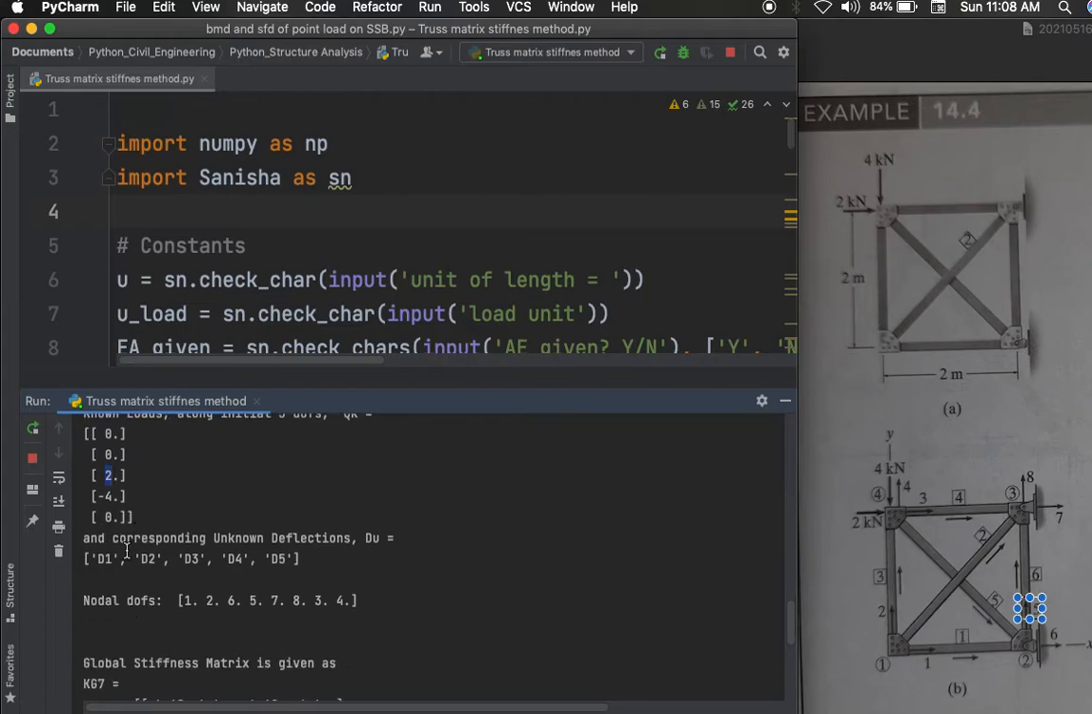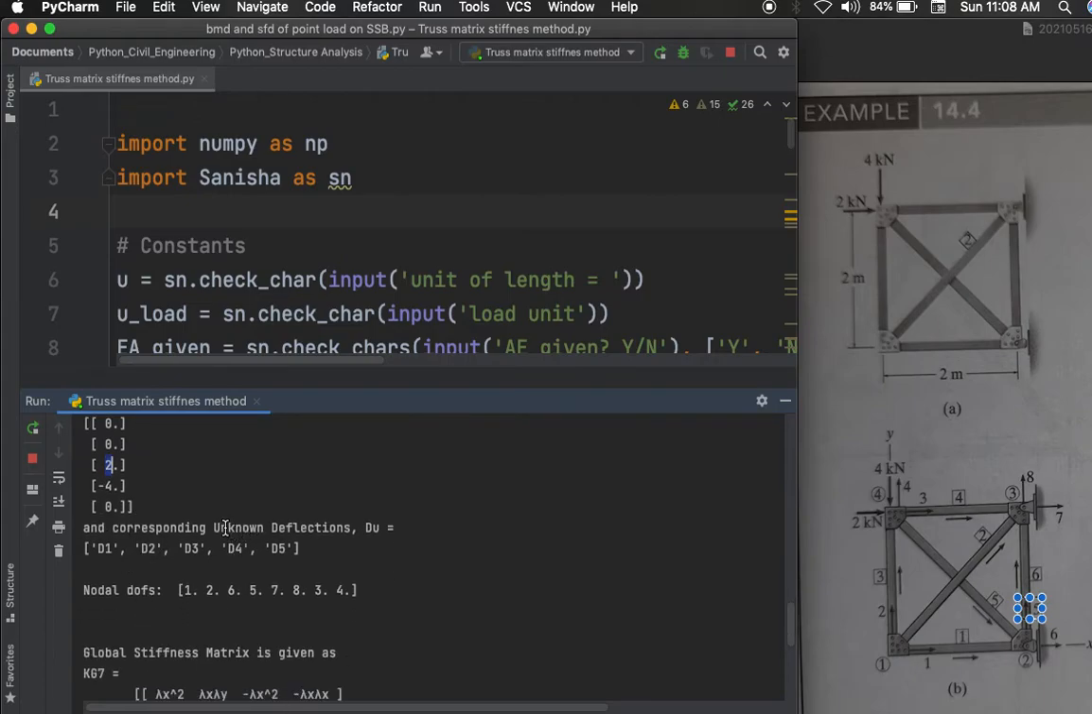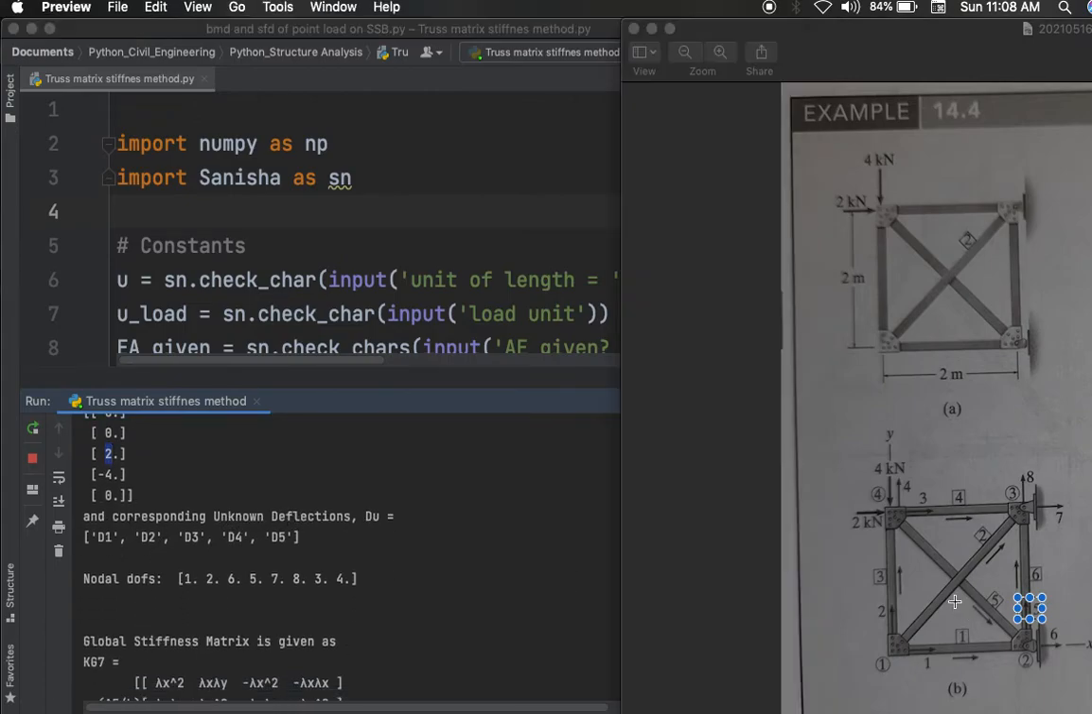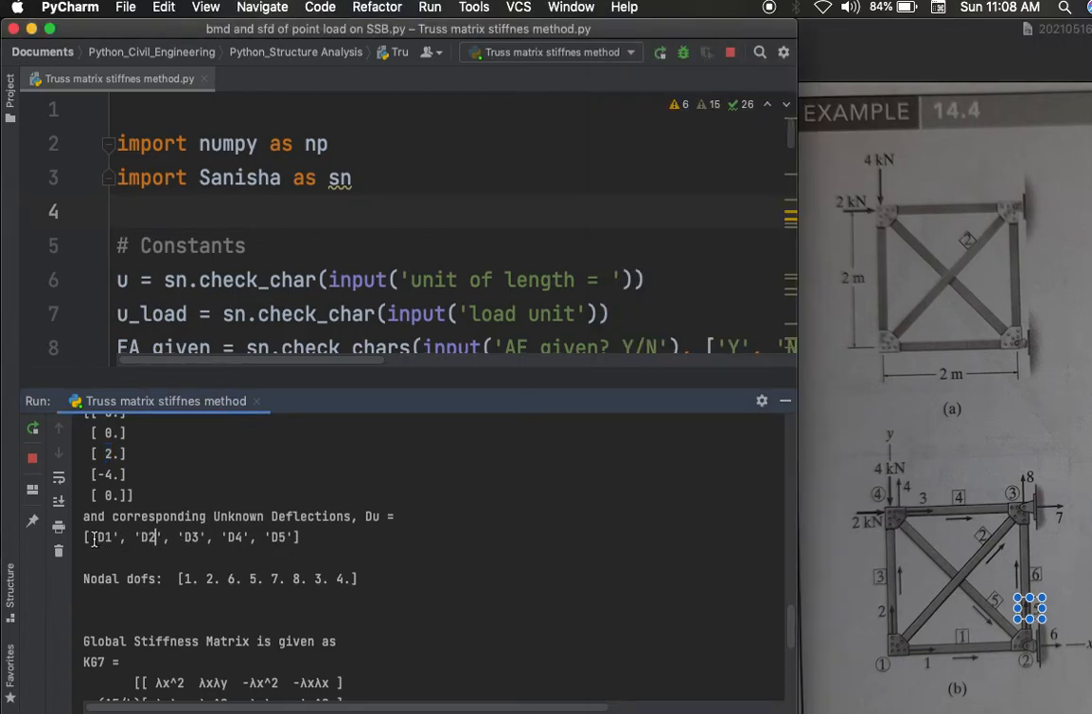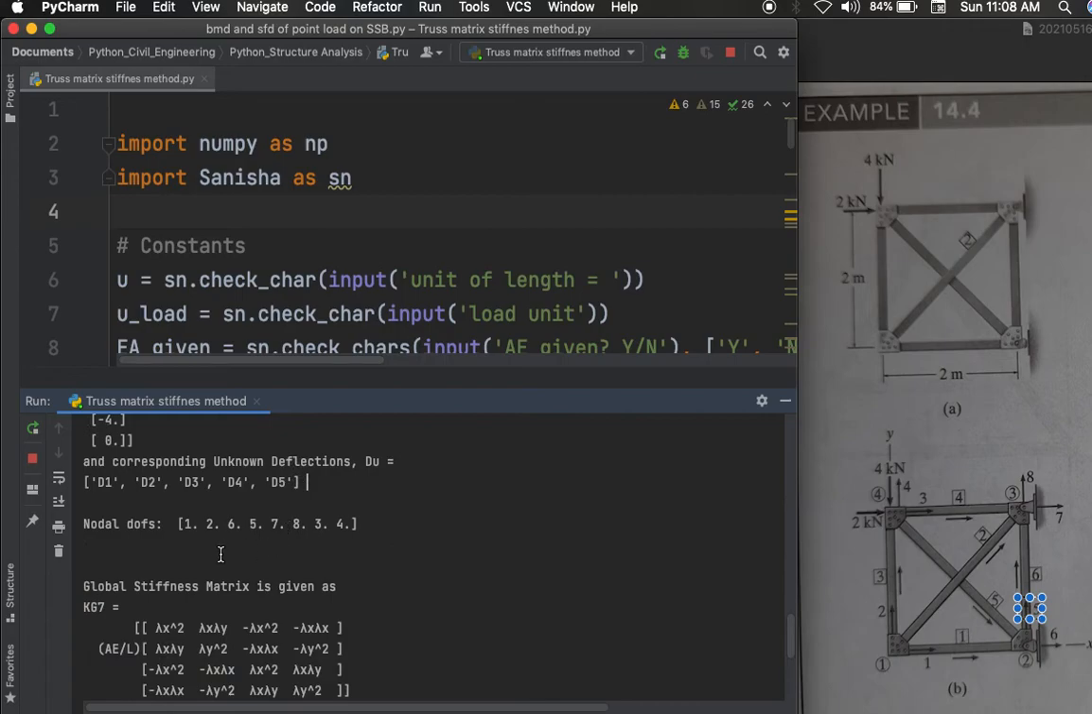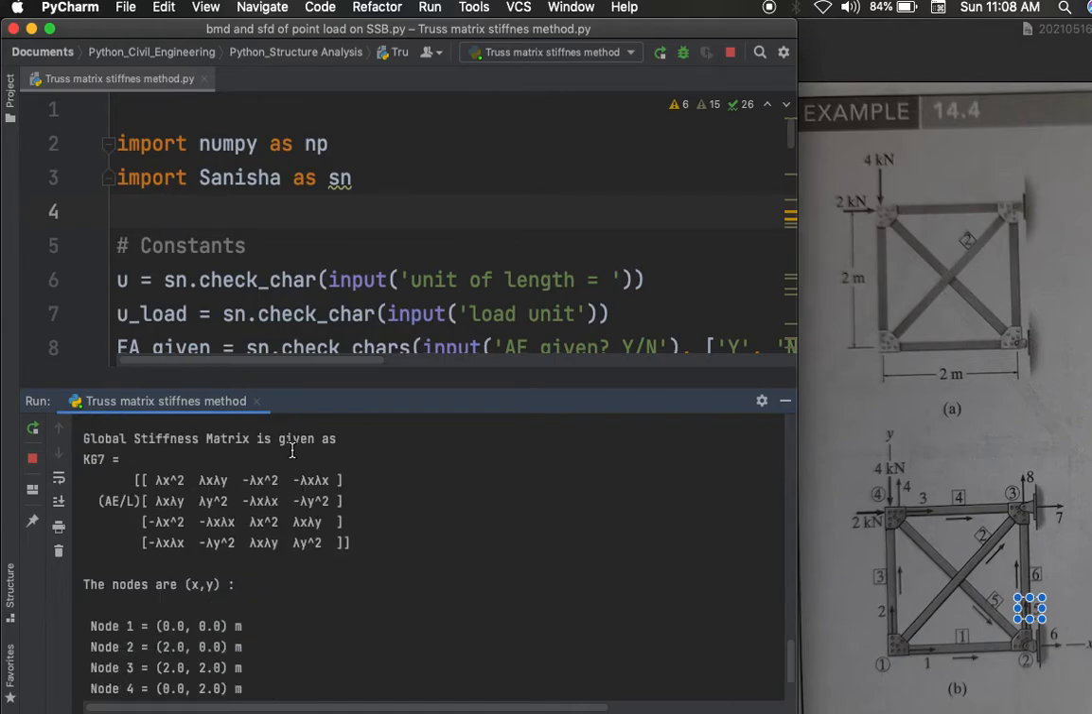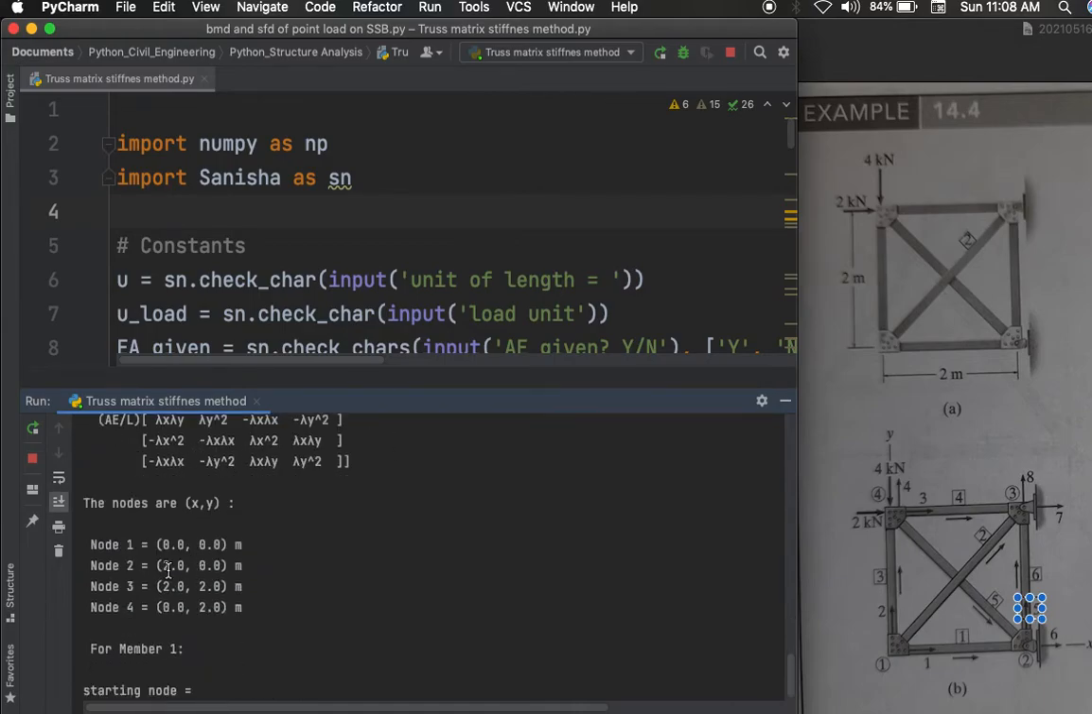And it is showing you the results in the listed values and the corresponding unknown deflections. So all these initial five directions would have certain deflections also, and let us assume these deflections are d1, d2, d3, d4 and d5, respectively. And nodal degrees of freedom, these are the numbers for node 1. Node 1 has 1 and 2, node 2 has 6 and 5, node 3 has 7 and 8, and node 4 has 3 and 4. So these are the listed values of the degrees of freedom.